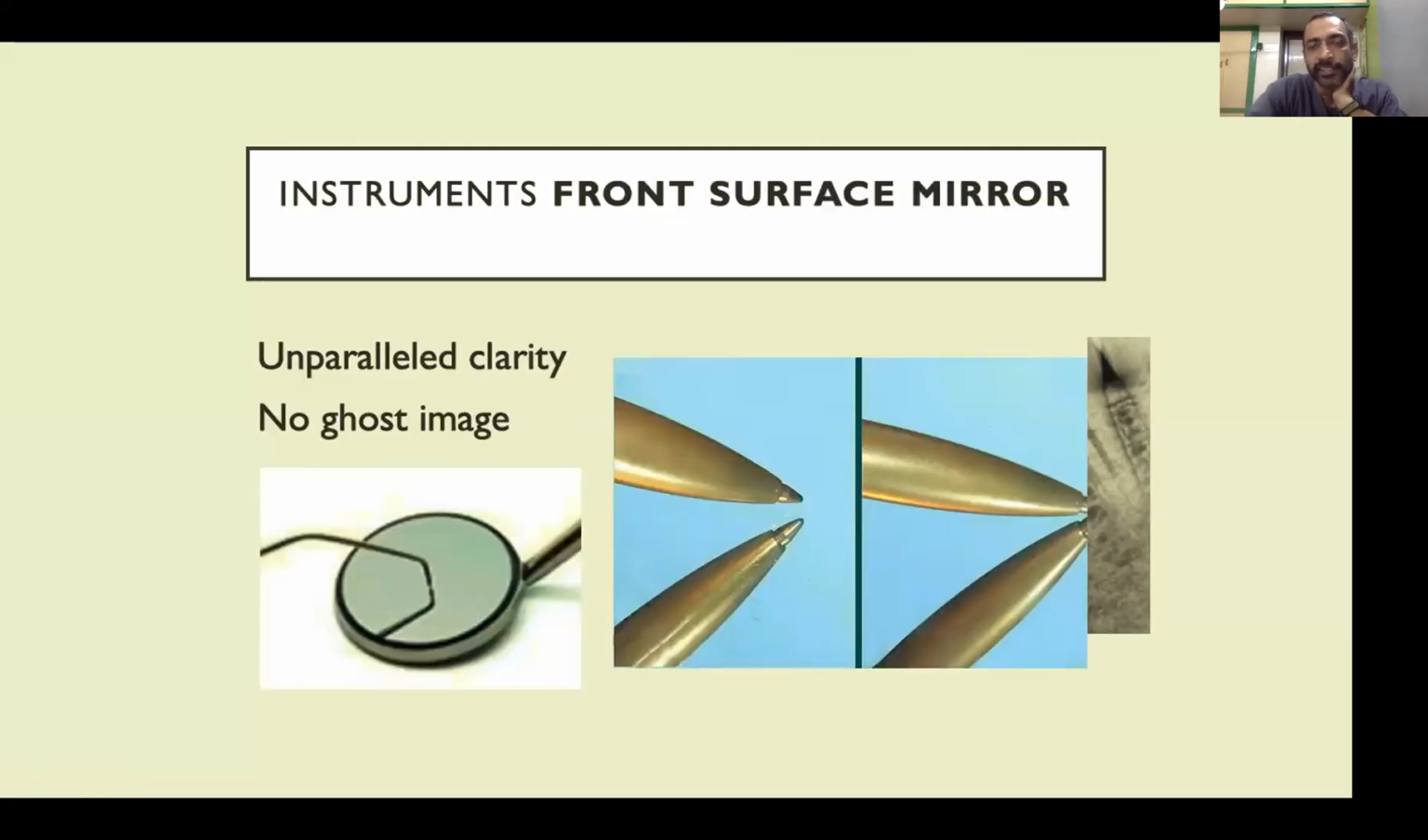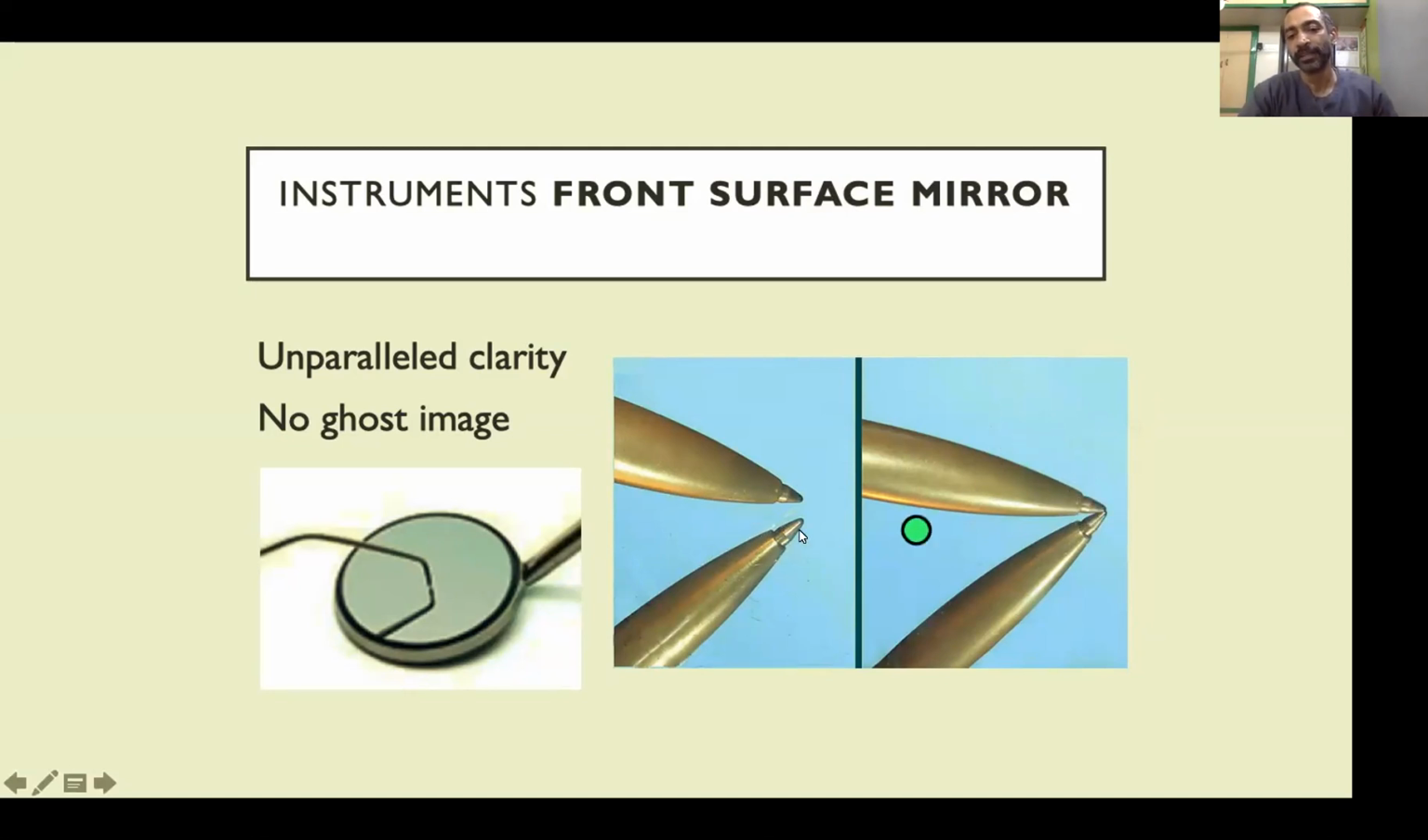The next thing is vision. When you're using a mouth mirror, please make sure that you have something called a front surface mirror. A front surface mirror will make sure that you have unparalleled clarity and there is no ghost image. Now, if you want to test your mirror, take any probe or pen tip like this and place it against the mirror surface. If the two tips meet, then you have a front surface mirror. If the two tips do not meet, then you have something called a back surface mirror.